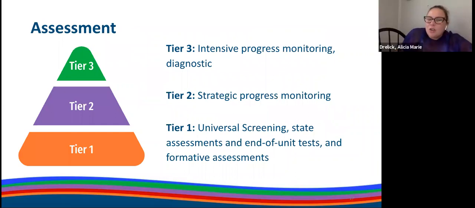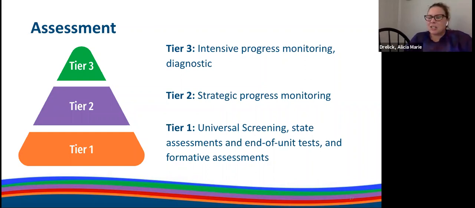So now that you've received an overview of the tiered supports, let's talk about how we know which students require what type of support. We do this through assessment. And on this slide, we have featured some of the key assessments that are within each tier. Starting down at the bottom, we have tier 1, and we're looking at things like universal screening. So all students receiving some type of benchmark so that we know where our students stand multiple times through the year.